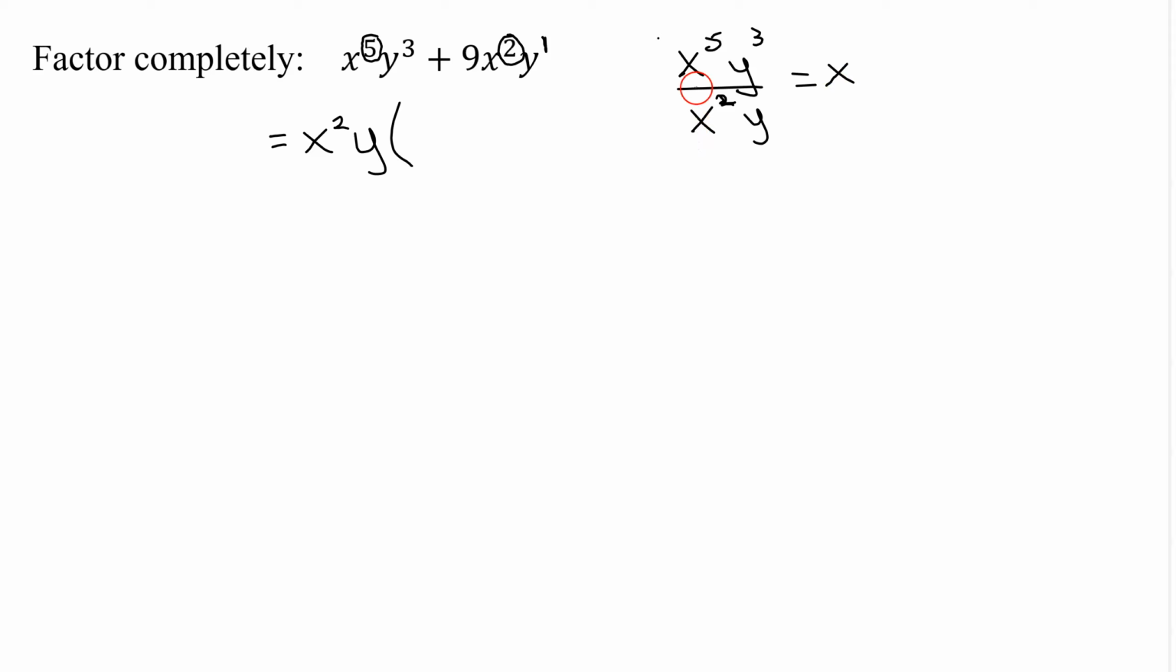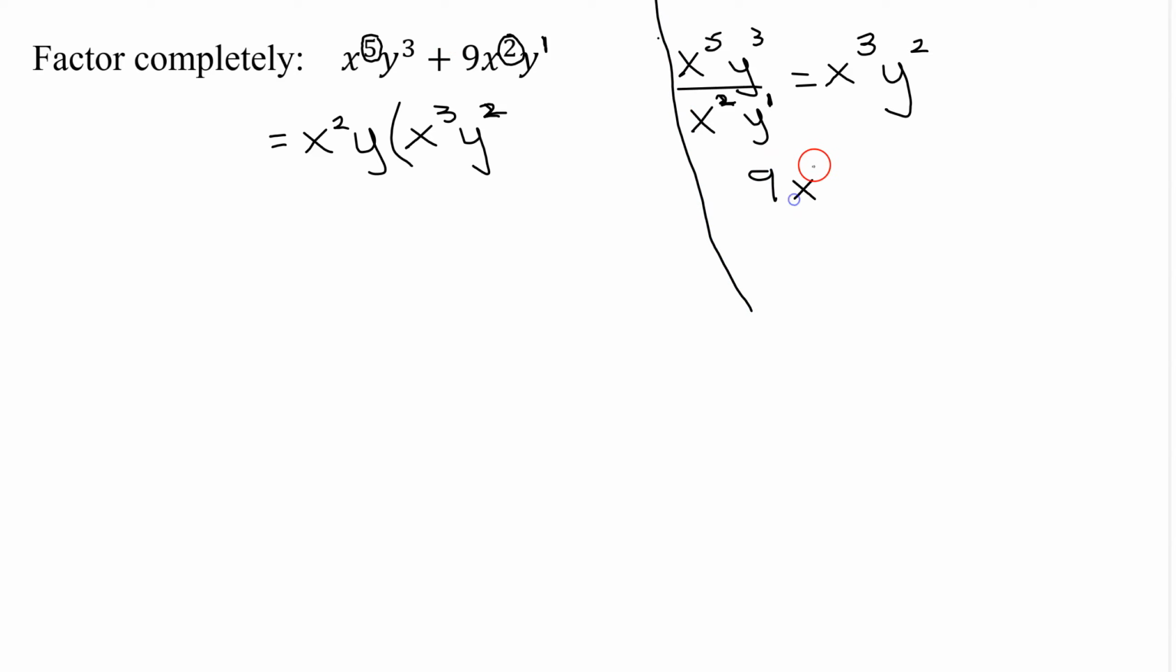So it's going to be x raised to the 5 minus 2, which is 3. Do the same with the y's. You're dividing y cubed by y, and remember that's y to the first power. So you're dividing the bases, you subtract exponents, 3 minus 1 is 2. So when I factor an x squared y out of my first term, I get left with an x cubed y squared.